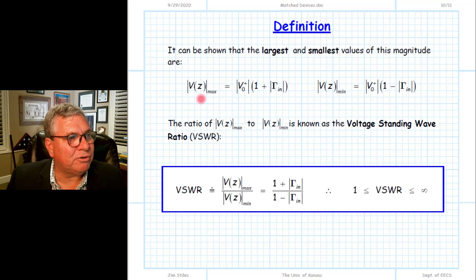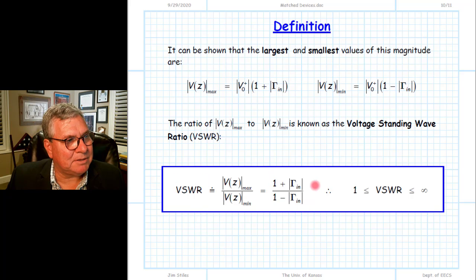They would literally measure the magnitude of the voltage up and down a transmission line. And they would plot then the magnitude as it gets larger and smaller, and measured the peak and measured the minimum, literally measured the two values, and then took the ratio, and that was VSWR.